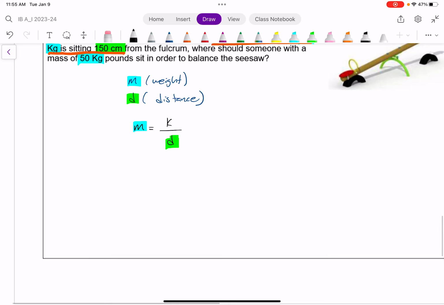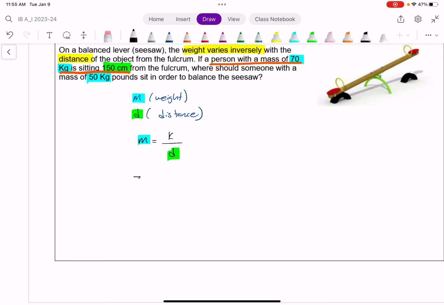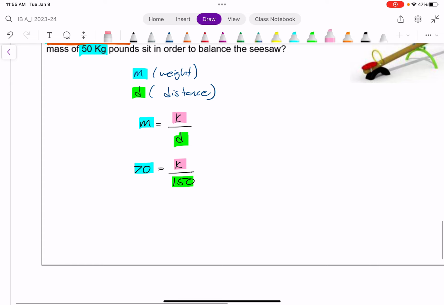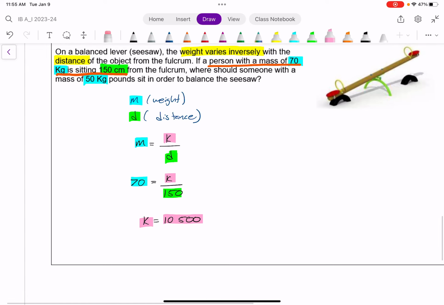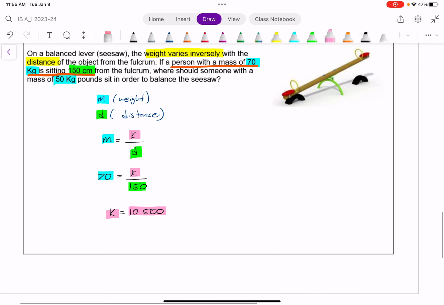And so I know that if someone has a mass of 70 kilograms, so 70 equals k divided by, and they sit at a distance of 150, I can now figure out what that constant k must be. It's going to be 70 times 150. And so that constant k must be 10,500. And so if this was direct variation, that would be equivalent to my slope. This is inverse variation.